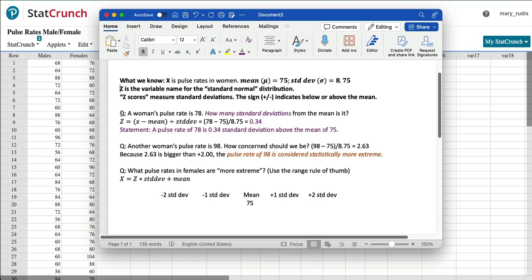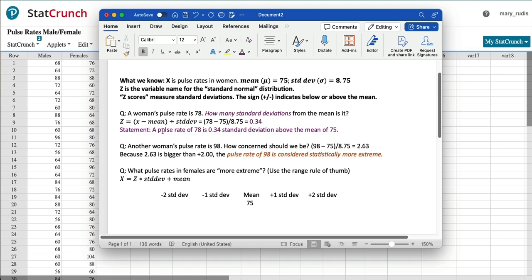Now we're going to use z-scores to answer some questions about women's pulse rates. And I want to note that z-scores can be positive or negative, because you could be above the mean or below the mean. So z-scores can be positive or they can be negative. Okay, so we should just be aware of that.